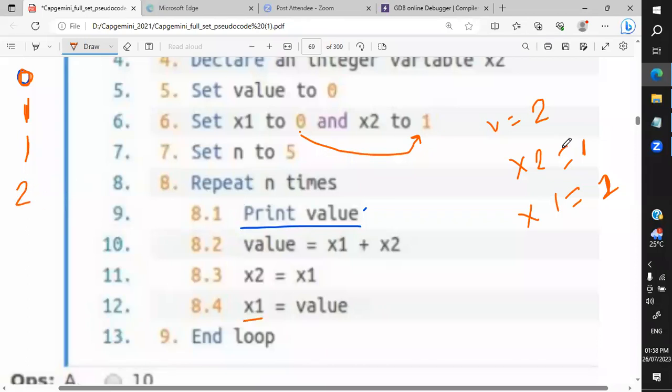Then after that, again value equal to x1 plus x2, 1 plus 2, which is nothing but 3. After that, you are copying x1 into x2, that means this is copied here. It becomes 2. Then 3 is copied into x1, so x1 will become 3. After that, it goes back, print value, which is 3. The 5 times done, stop. Understood that? By now you would have understood that it's a Fibonacci series, which is running for 5 times.